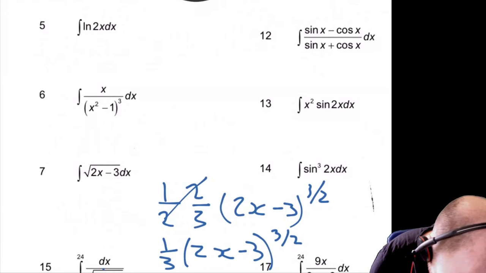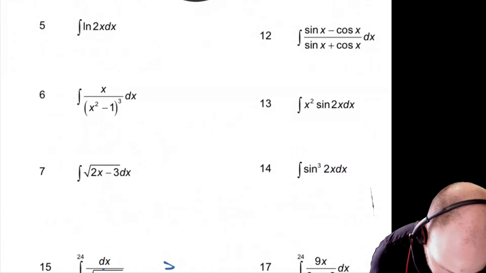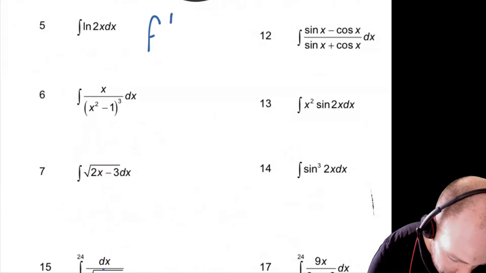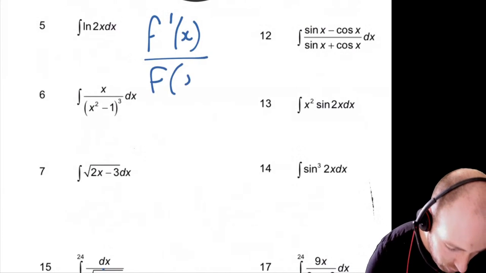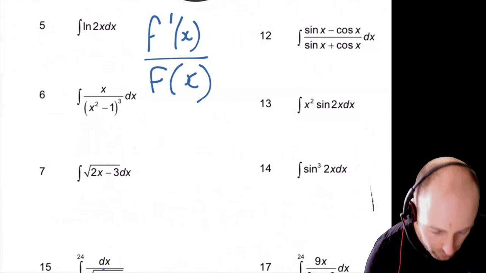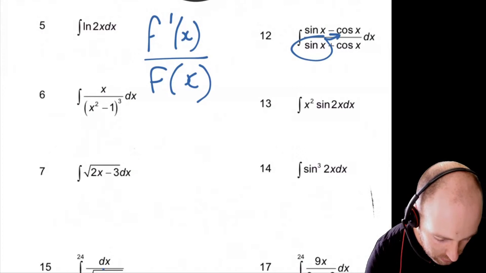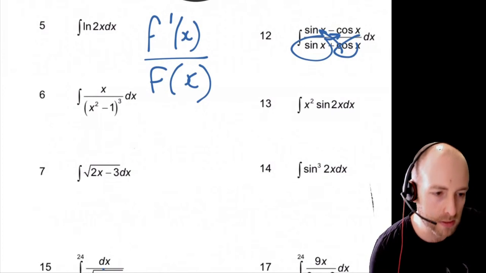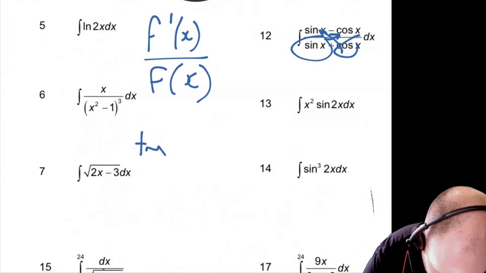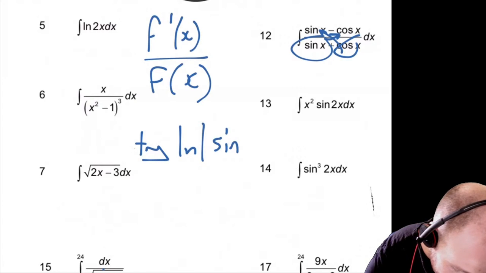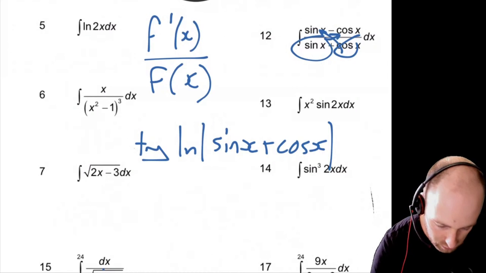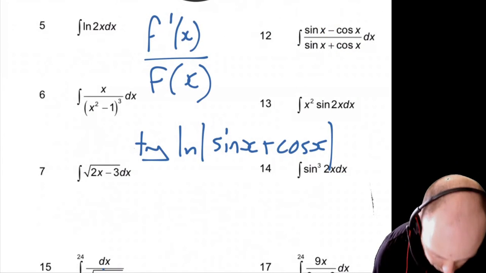Question 12, which looks pretty horrible, but again, it's a function derivative question. So you've got f dash x over f of x. And the way we can spot that, sine differentiates to cos, which is there. Cos differentiates to sine. The only problem is the sign is different. So we're going to try ln of (sine x plus cos x), because it's power 1 on the bottom, as you can see there, power 1.